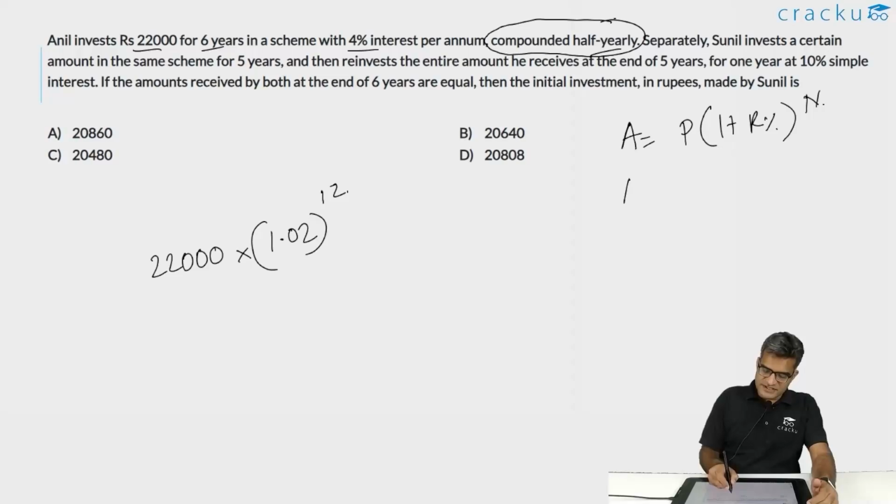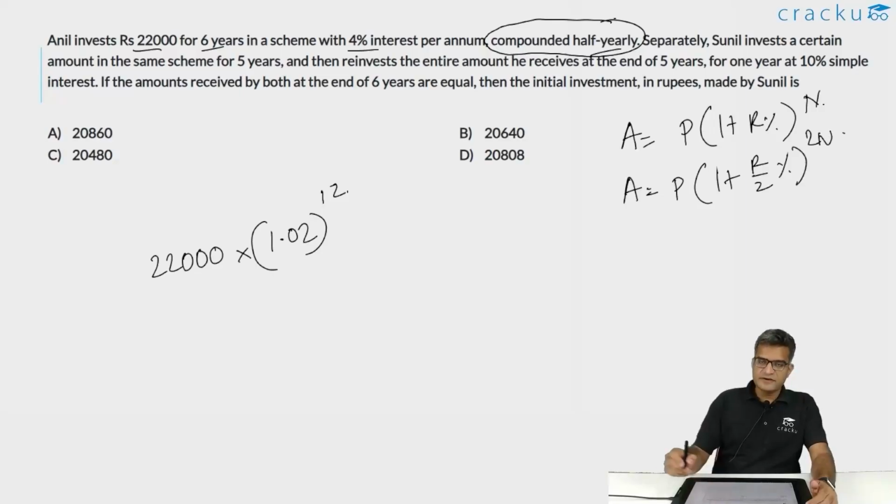Every year, the interest is compounded 2 times. Now, the amount that is received will be p into 1 plus r by 2% whole to the power 2n. Whenever the interest is compounded semi-annually, we multiply the time period by 2 and we divide the rate of interest by 2. This will be the formula we will be using. So this is 22,000 into 1.02 whole to the power 12.